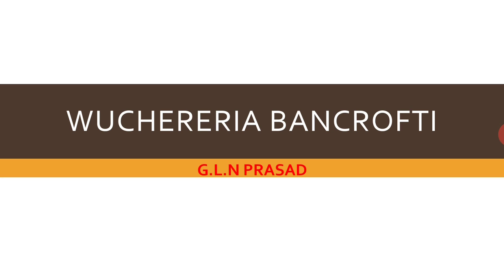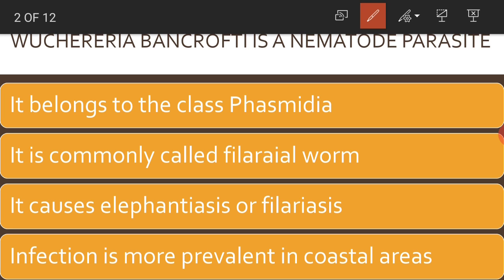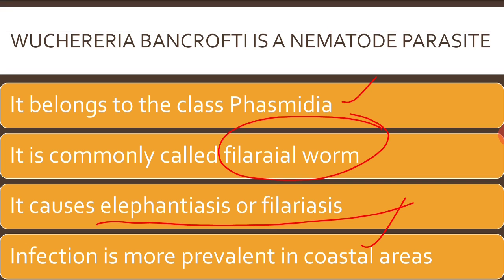And filariasis is very much prevalent in the coastal areas of India when compared to the areas that are far away from the coastal areas. And because it is causing filariasis, Wuchereria bancrofti is commonly called filarial worm. So it is a nematode parasite. It belongs to the class Phasmidia. It is commonly called filarial worm. It causes elephantiasis or filariasis. Infection is more prevalent in coastal areas.